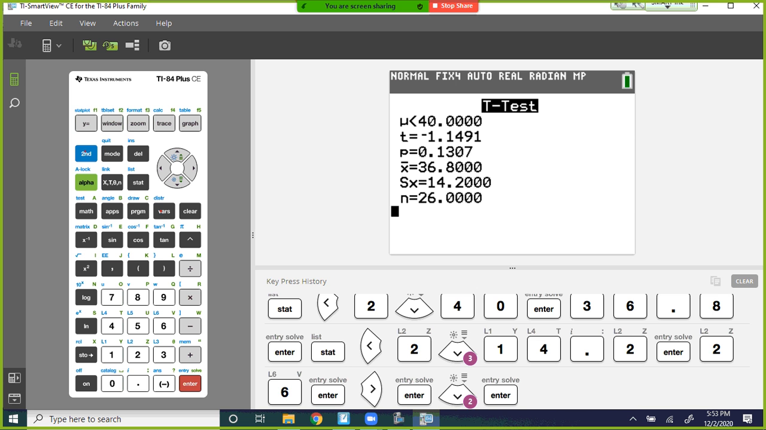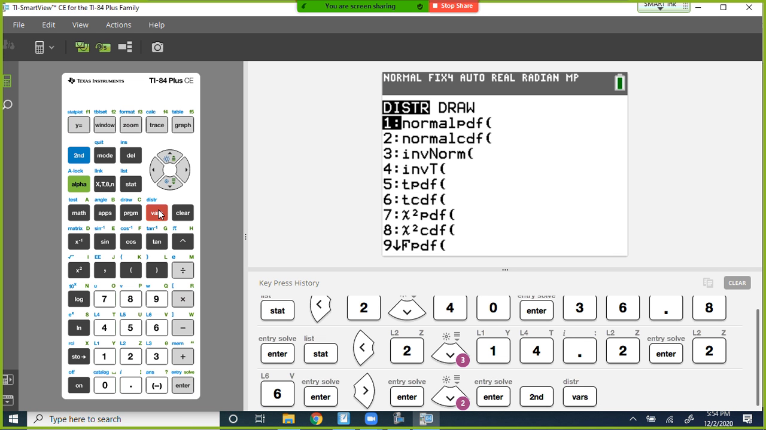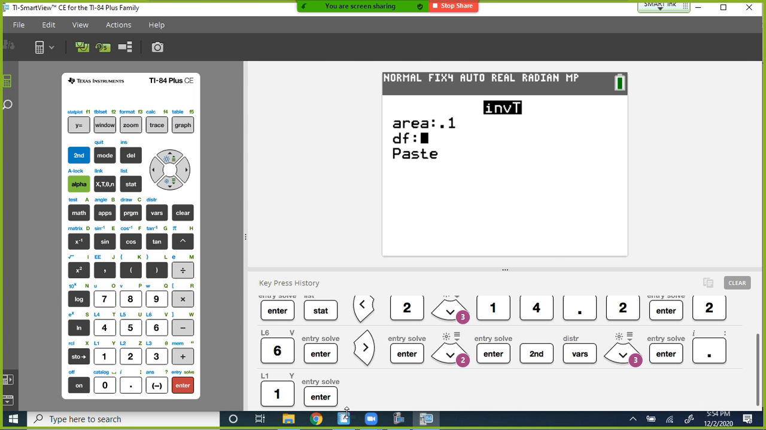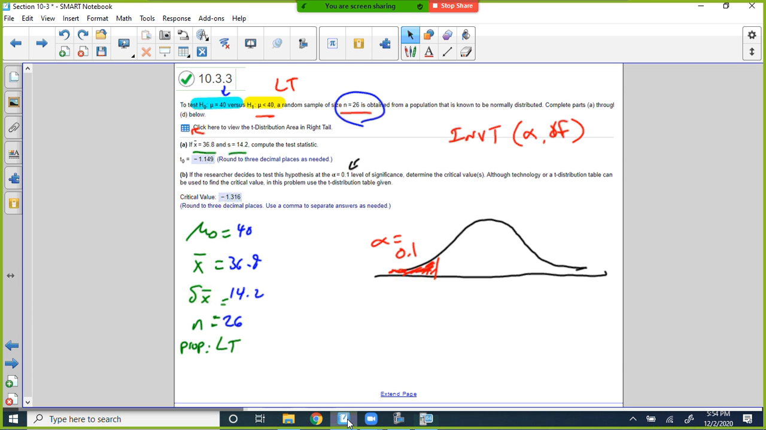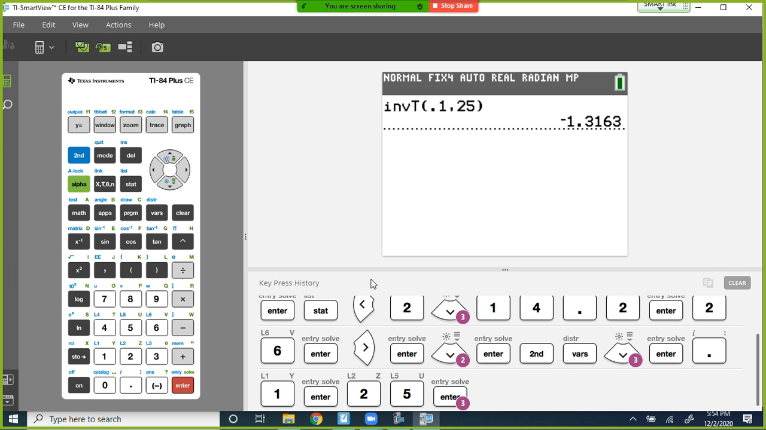Let me clear the ink here. Second, bars, which gets us to our distribution menu. We want to go to inverse t. It is 0.1, enter. And let me make sure: yes, alpha 0.1 and degrees of freedom would be 25, right? Hit enter, and we get negative 1.316. So that's our t critical right there.